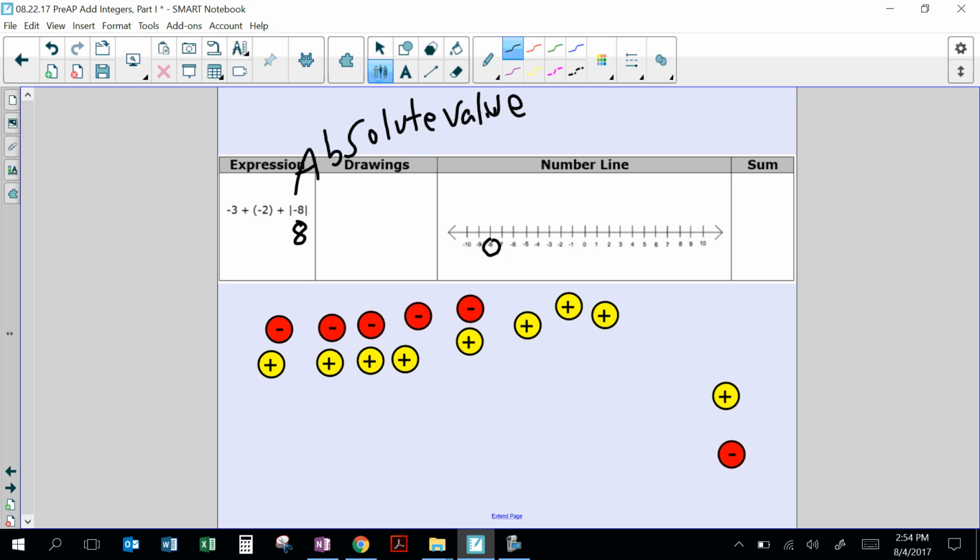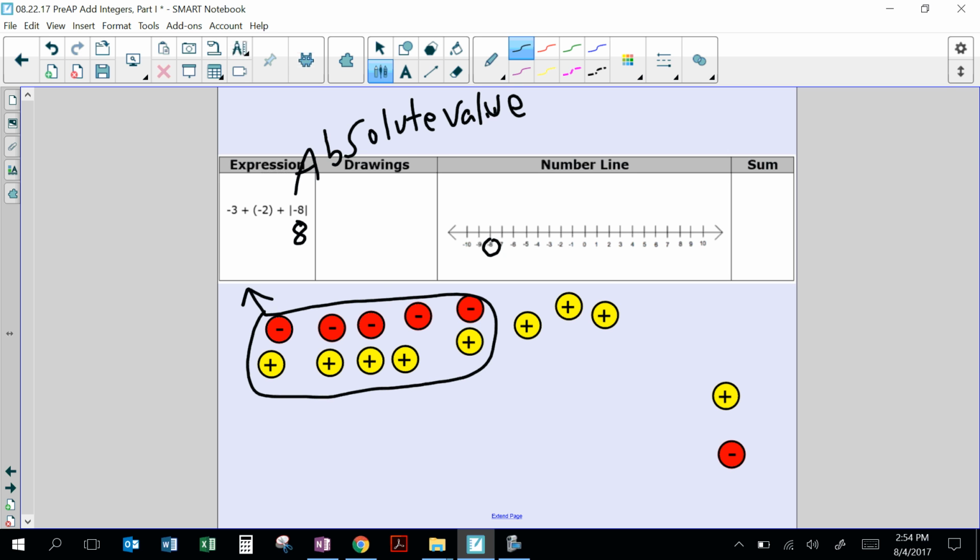Again, what happens when you put a positive and negative together? All these become 0 pairs, and we're left with a sum of 3. Again, you can graph this. We start at 0. -3 means 3 units to the left. -2 means 2 units to the left. And absolute value of -8 means 8 units to the right. And it stops right here at 3.